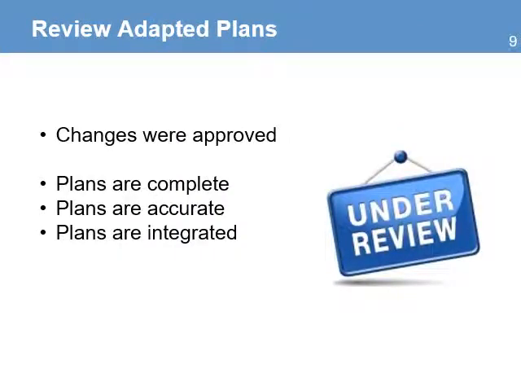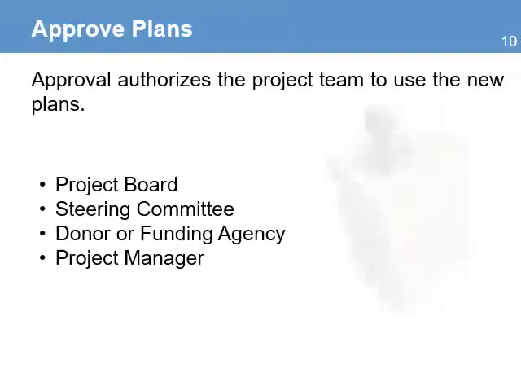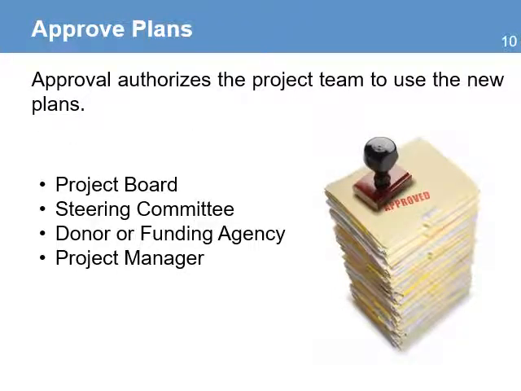Then, the last step, very similar to the last step in the planning phase, you need to ask for review and approval of the new plans. This step will ensure that all changes were approved and that the plans are complete, accurate, and integrated. The approval authorization signals that the project team can use the new plans. The level of approval is the same as in the planning phase. You may have a project board, a steering committee, the donor, and even in some cases the project manager.